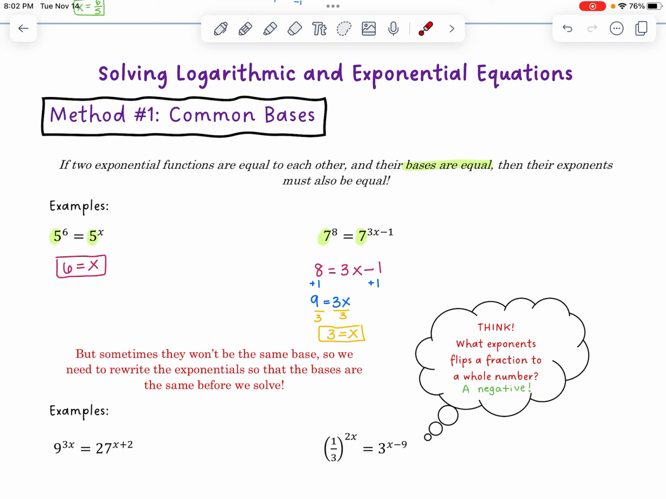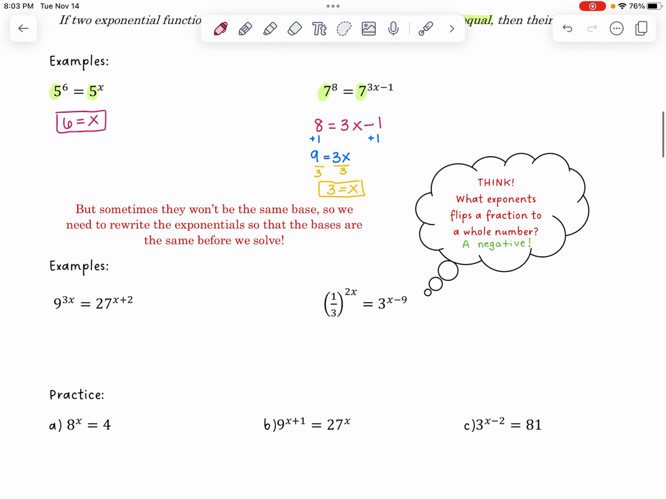Now, because these exponents are a little bit more involved, there are a few extra steps to finally solve for x. So that's why after this step, now I'm going to use some algebra to isolate the x. So adding 1 to both sides, dividing by 3, and we get that x equals 3. Now, of course, not all problems will be as easy as these two. A lot of times we're going to be given an equation where we have to first rewrite it so that they have a common base.